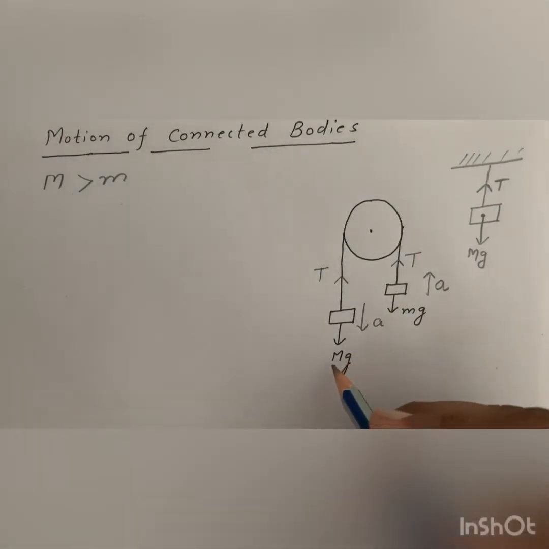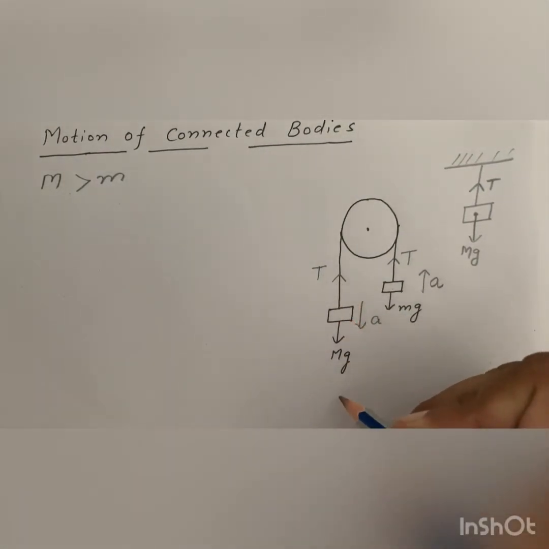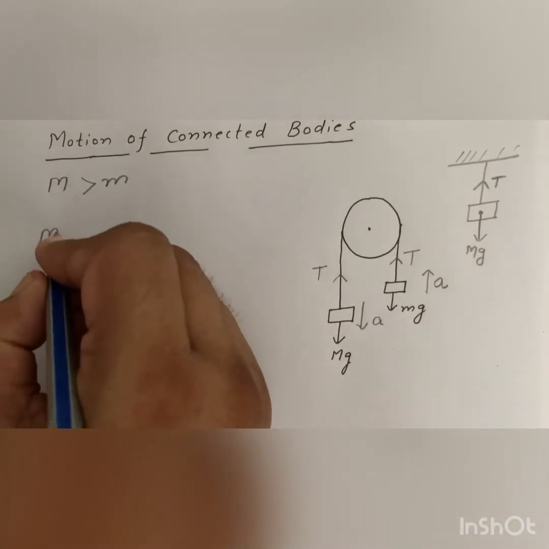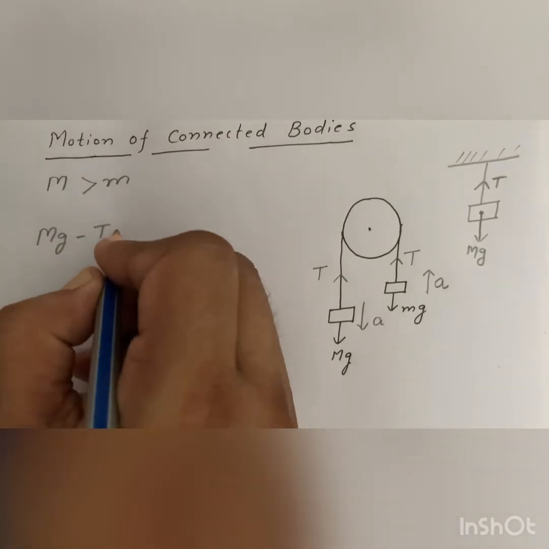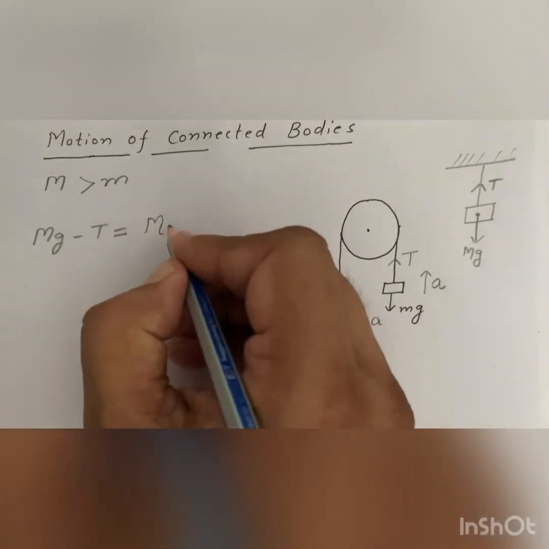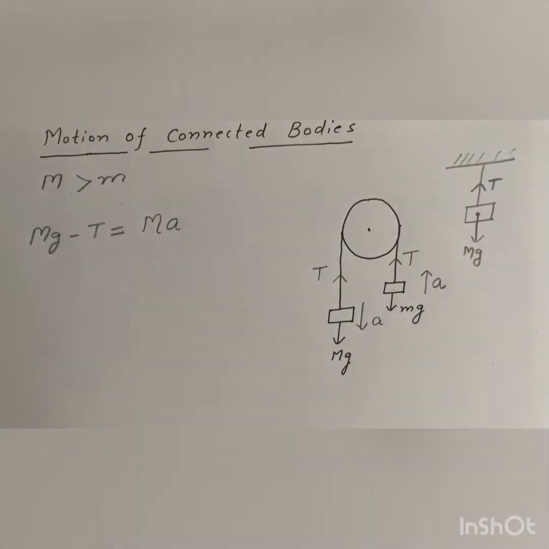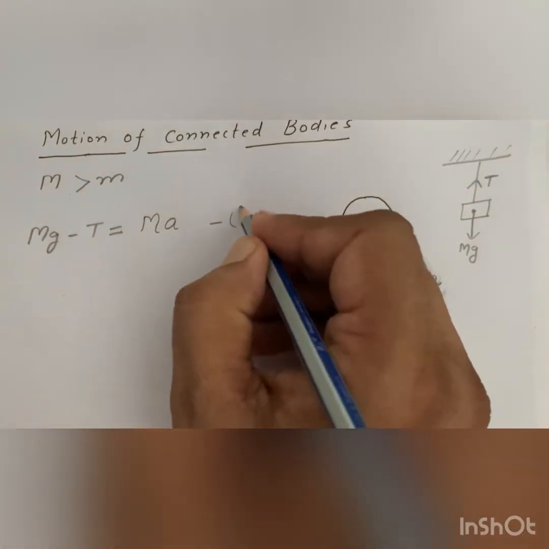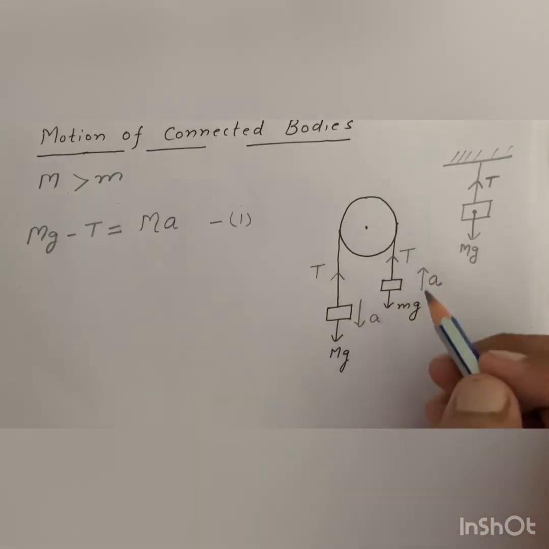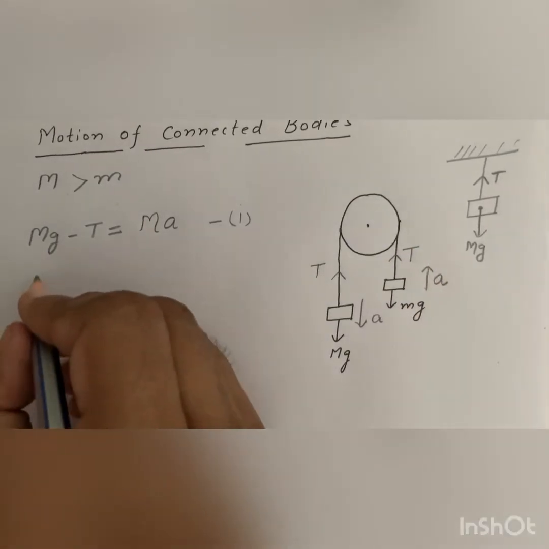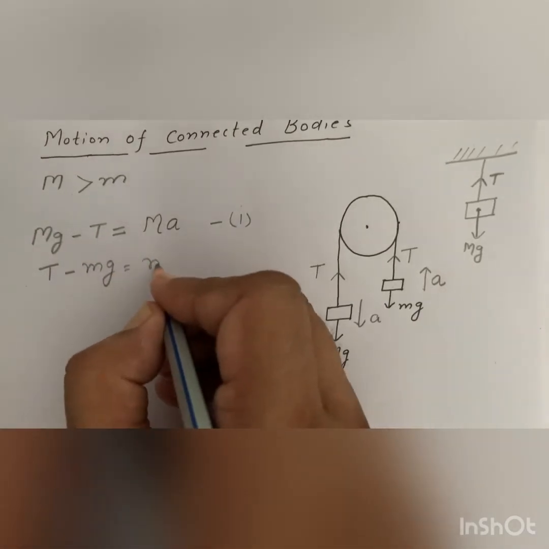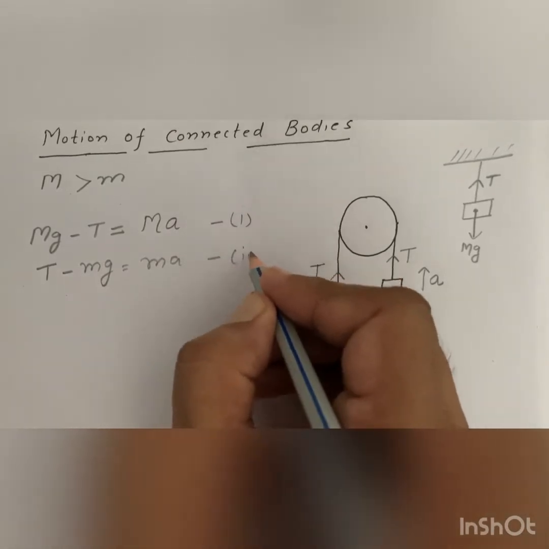Here we see the body is moving in the downward direction, so Mg is greater than T. So we write Mg minus T equal to mass into acceleration. Mass is M, acceleration is a. This is the first equation. Here the body is moving in the up direction, so T is greater than mg. So we have T minus mg is equal to ma. This is the second equation.